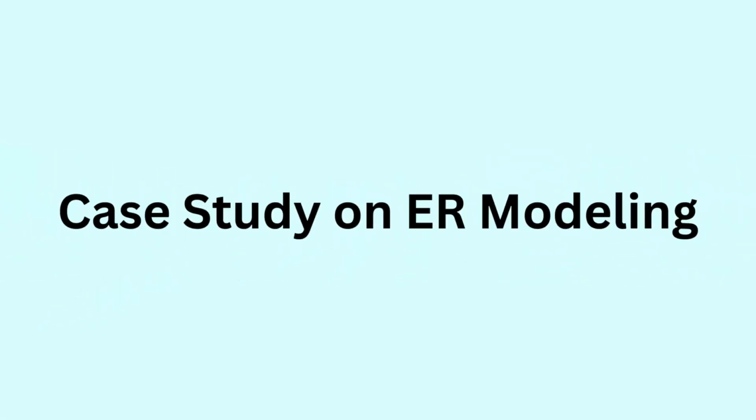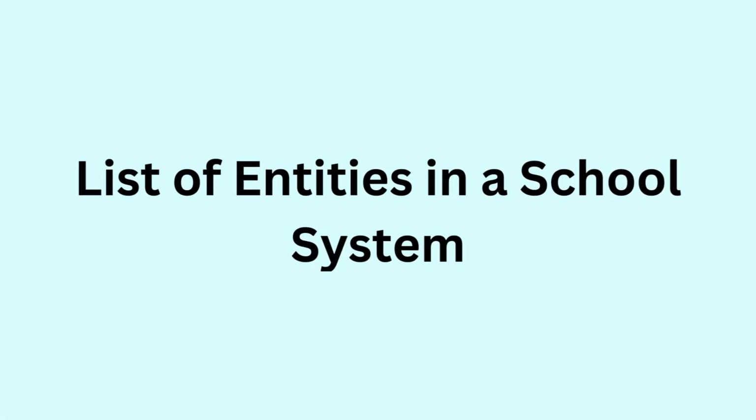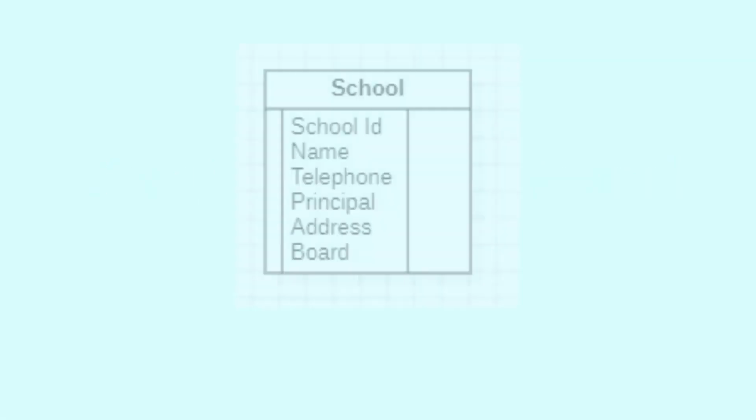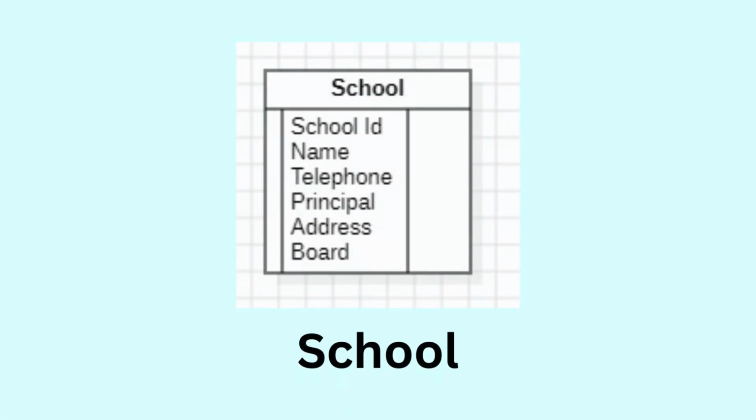Now I am going to show a complete ER diagram. In this, I am showing a school system. Now let us look at the list of entities. School itself is an entity about which some information has to be stored.